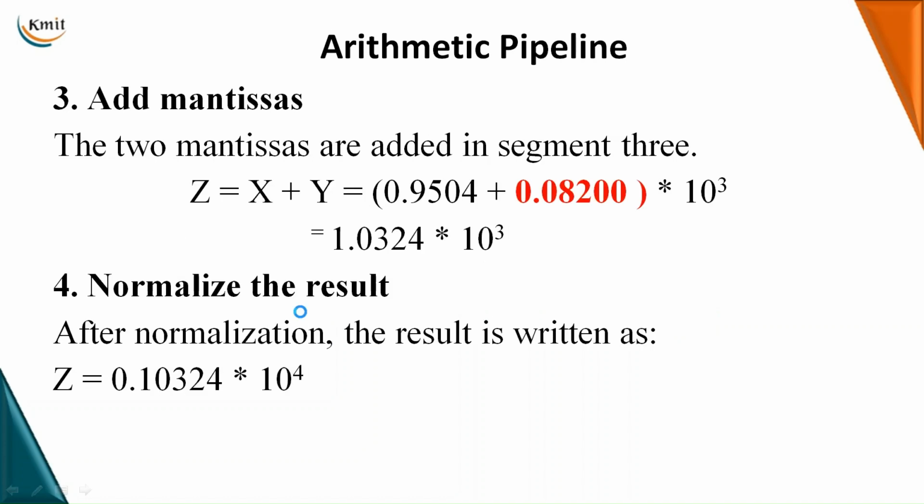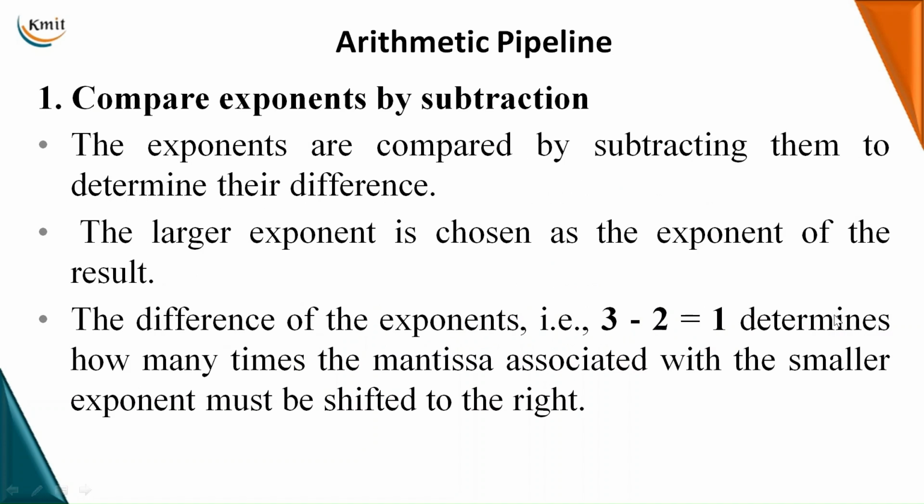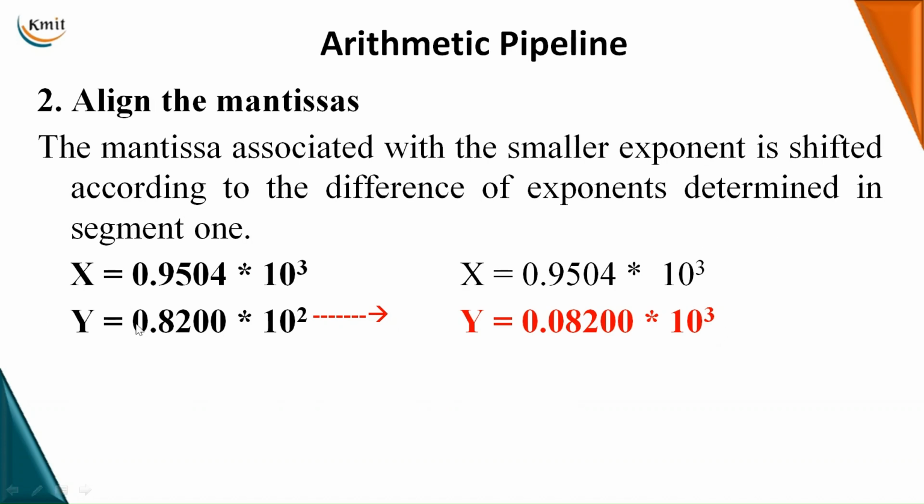The difference of the exponents determines how many times the mantissa associated with the smaller exponent must be shifted towards the right in order to align the mantissa part of your data. So 3 minus 2 is 1. So you have to perform one right shift of the corresponding y value and increment your exponent by 1 so that it becomes 10 to the power of 3.